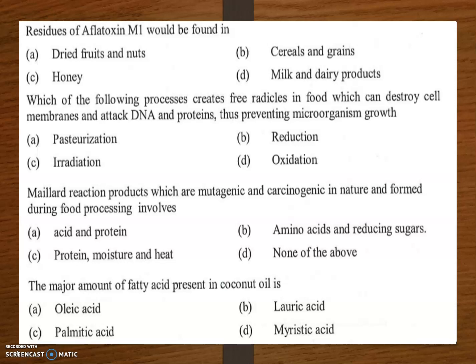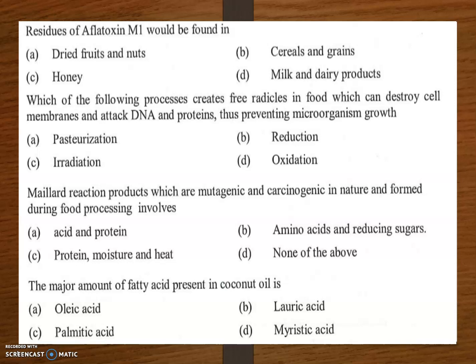Maillard's reaction is a chemical reaction between amino acids and reducing sugars that gives browned food. That is, it is a non-enzymatic browning reaction which induces brown color to the food. So, the Maillard's reaction products which are mutagenic and carcinogenic in nature and formed during food processing involve definitely amino acids and reducing sugar.